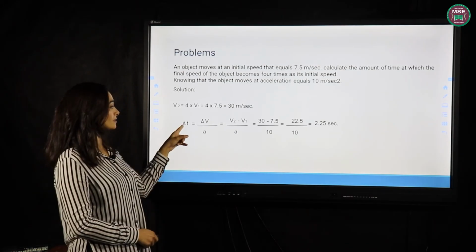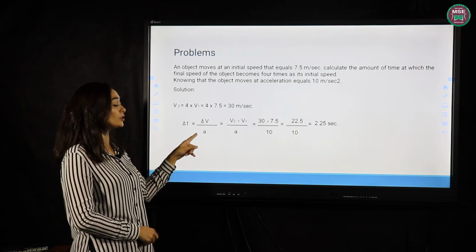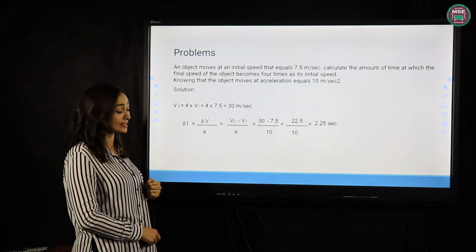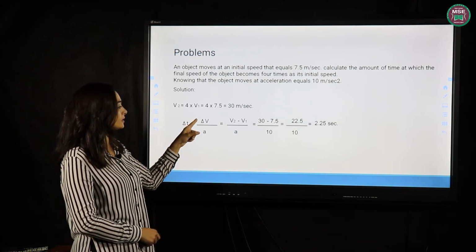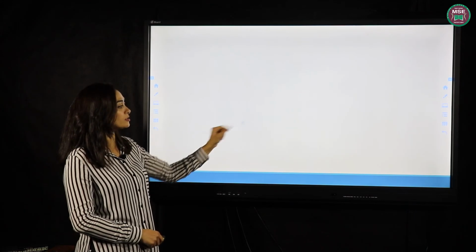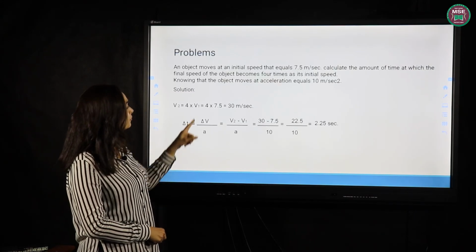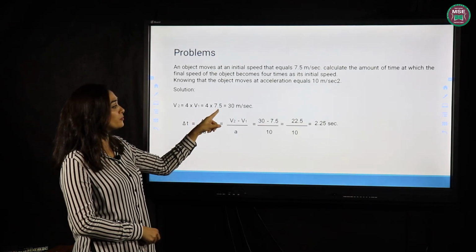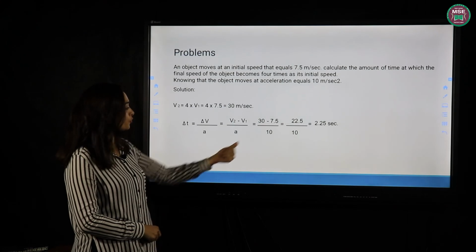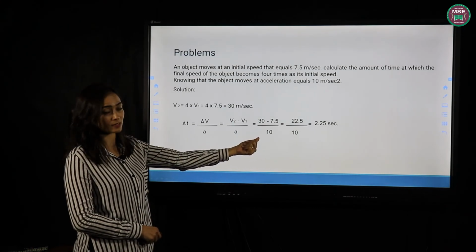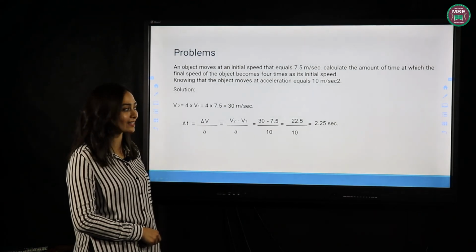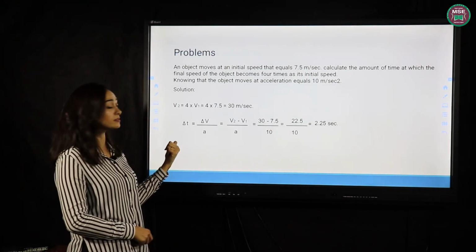If I want to get time, it equals delta V over A, as acceleration equals delta V over delta T. When I want to get the time, it's delta V over A from the magic triangle. Delta V is V2 minus V1. We got before V2 as 4 times 7.5, which is 30, and V1 is 7.5, over the acceleration, which is 10. So the time is 2.25 seconds, because we calculated the time.